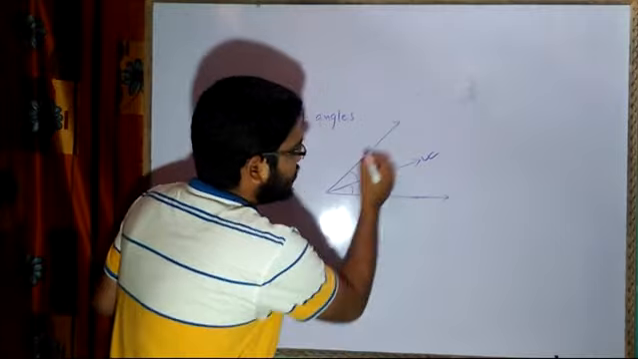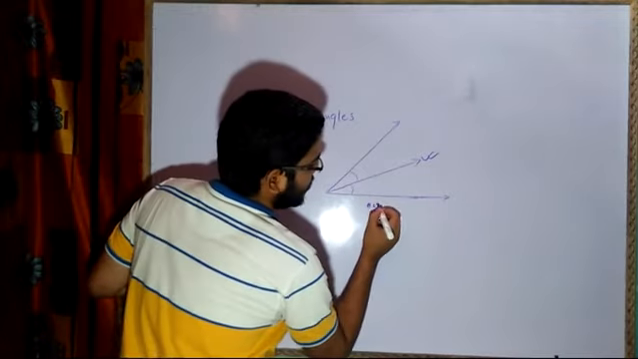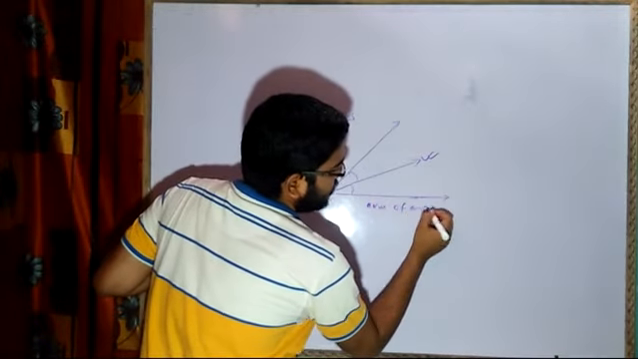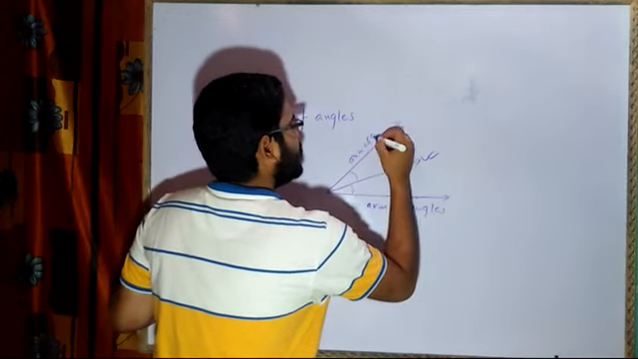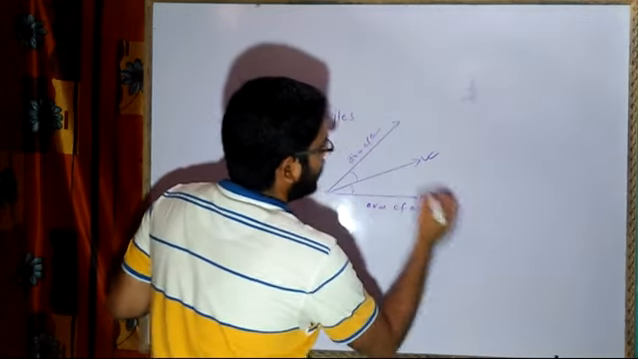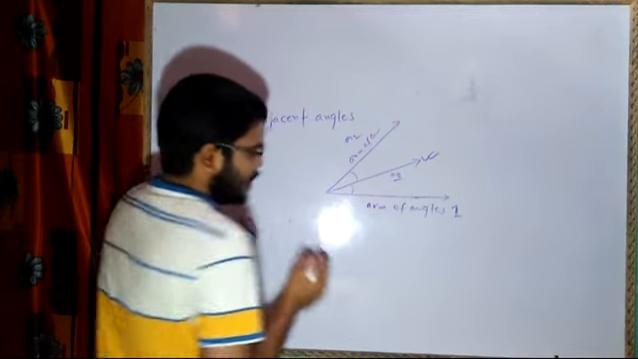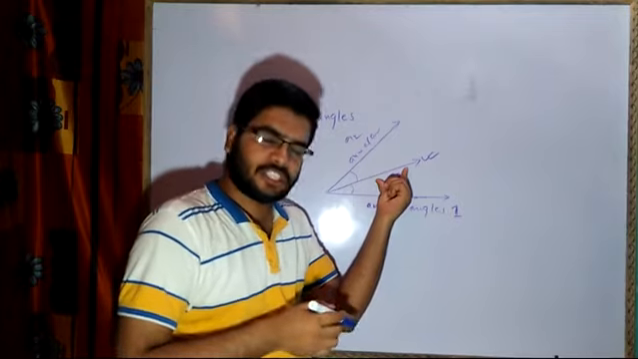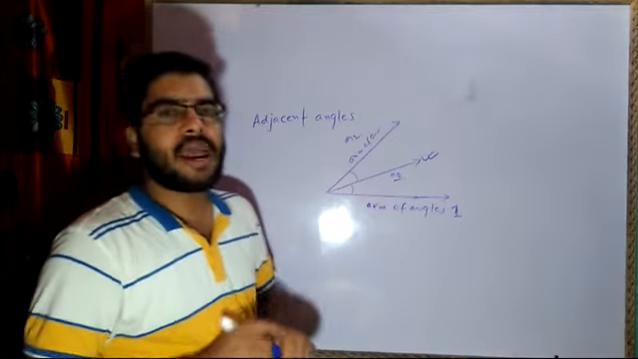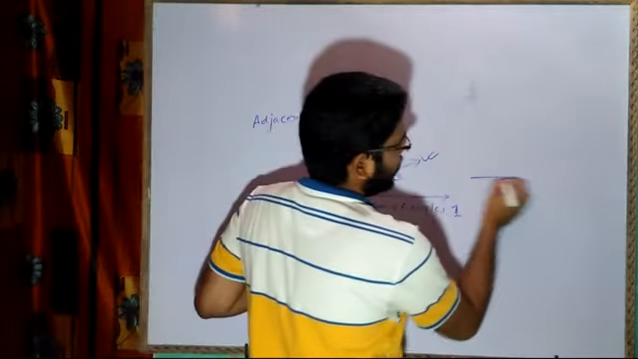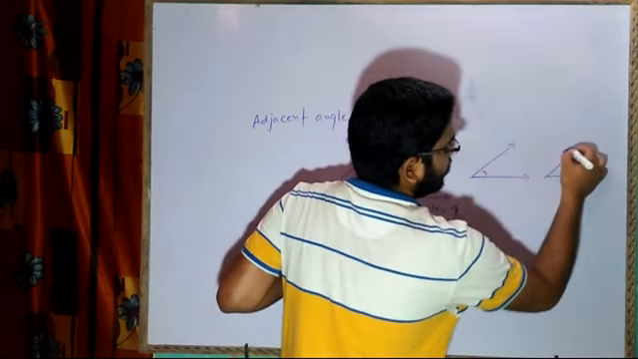These rays are also called the arms of the angles. This is one arm, this is another arm. This is arm 1, this is arm 2, this is arm 3. If these two angles share the same arm, then they are said to be adjacent angles.